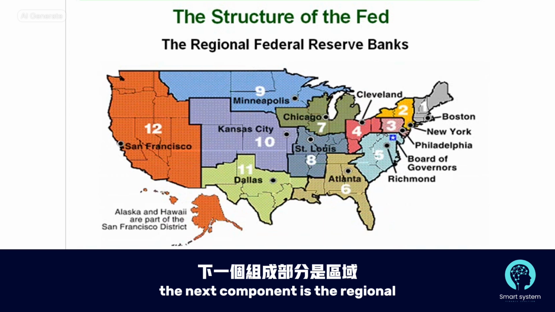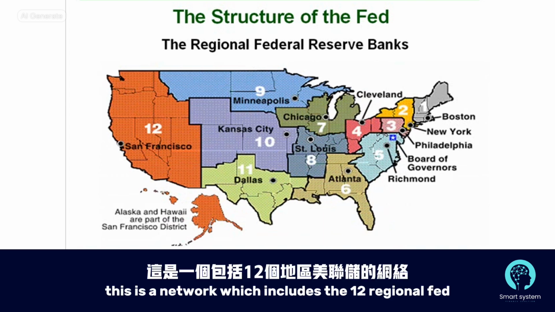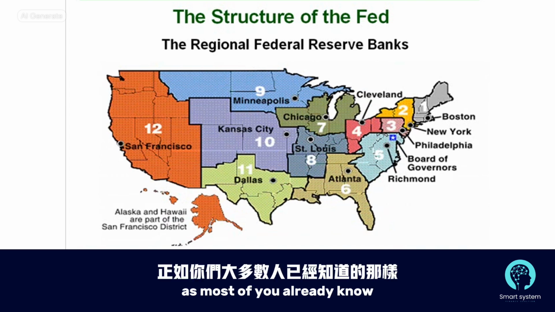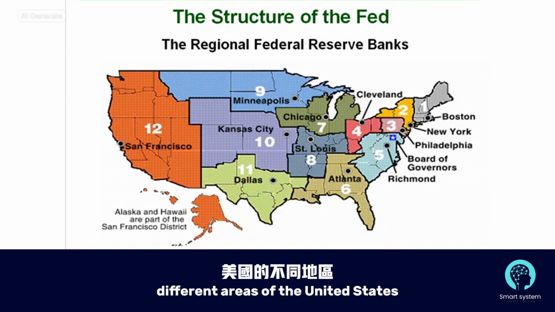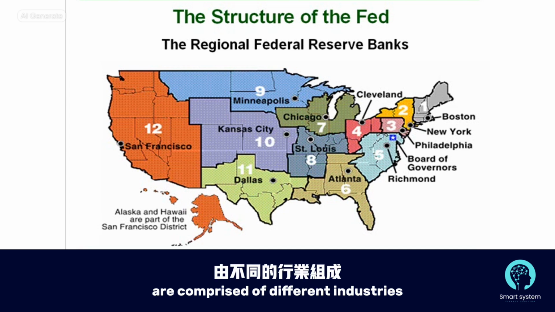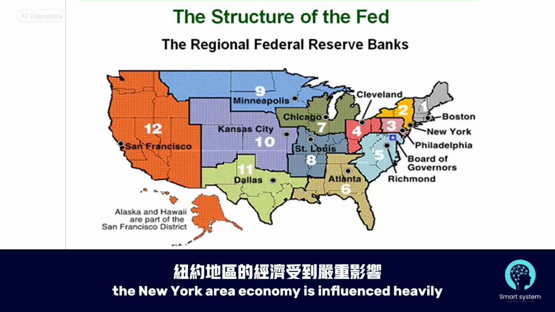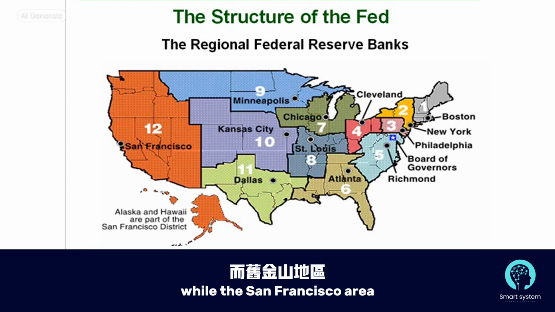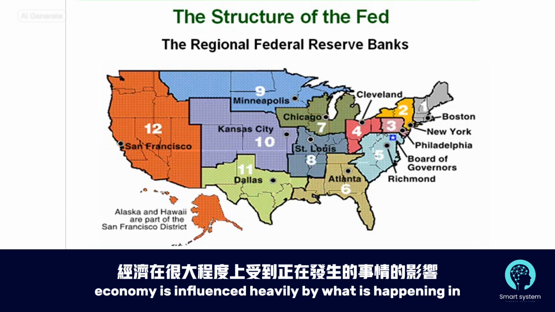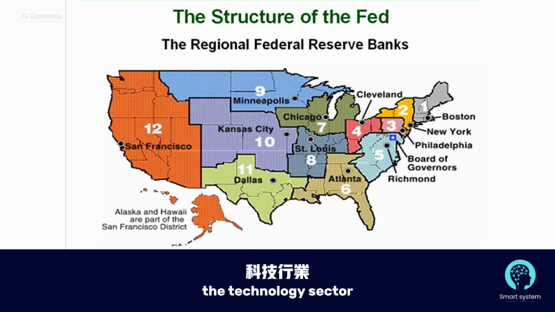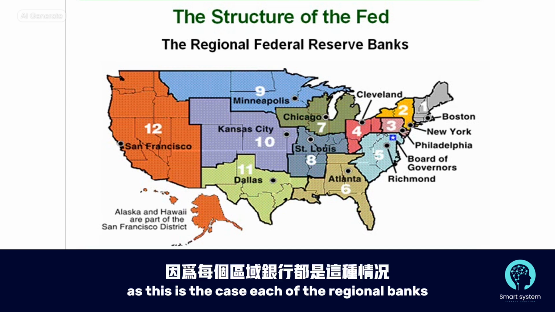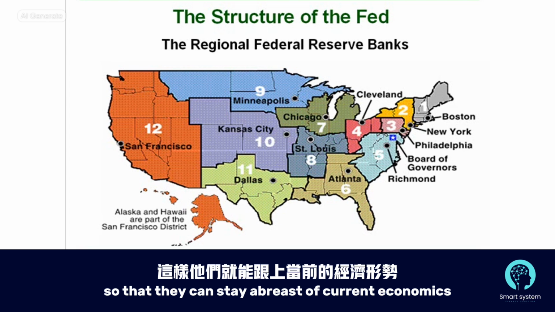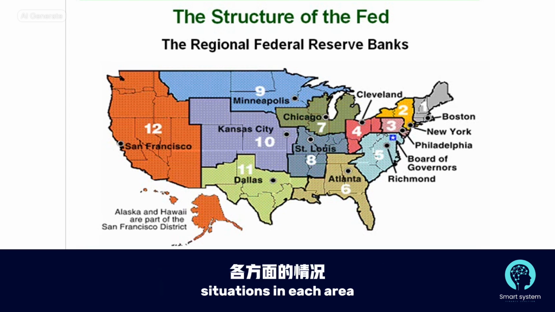The next component is the regional Federal Reserve banks. This is a network which includes the 12 regional Federal Reserve banks and 25 branches. As most of you already know, different areas of the United States are comprised of different industries. As an example, the New York area economy is influenced heavily by what's going on in the financial services industry, while the San Francisco area economy is influenced heavily by what is happening in the technology sector, not so much in financial services. As this is the case, each of the regional banks is strategically located throughout the country so that they can stay abreast of current economic situations in each area.